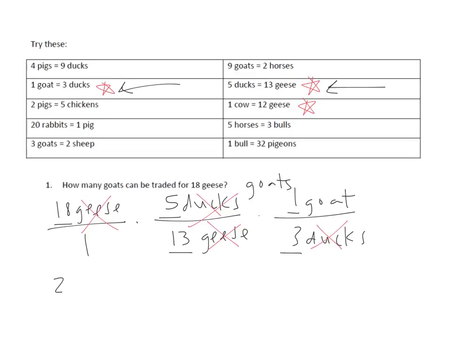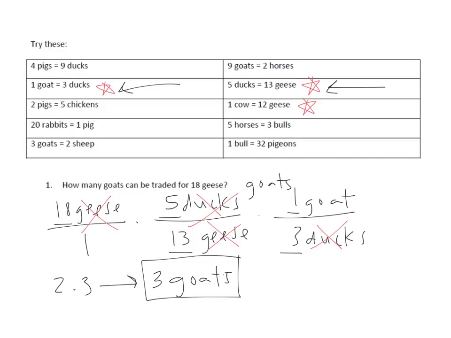So I get about 2.3. So I'm going to have to round up there to get 3 goats. Right? So if I need to trade 18 geese, I'll receive 3 goats. So that would be the conversion.